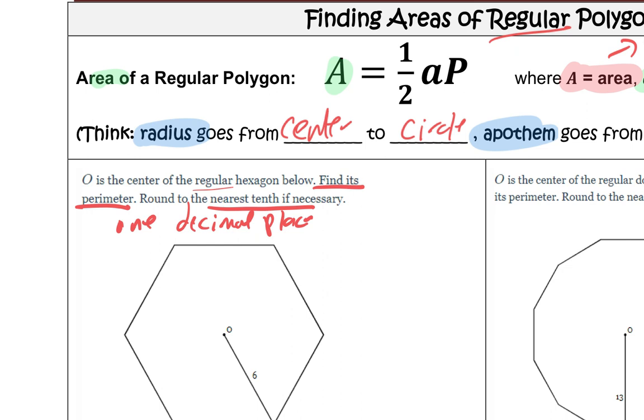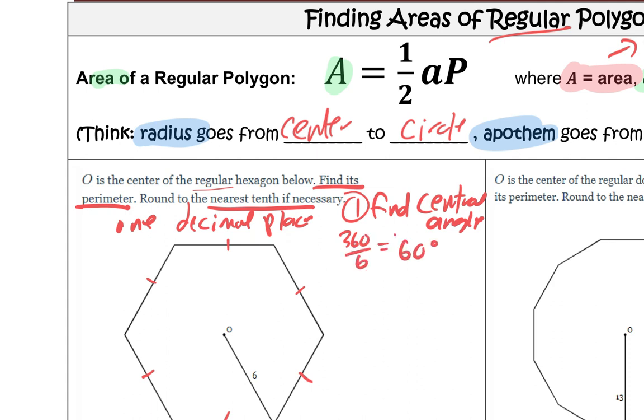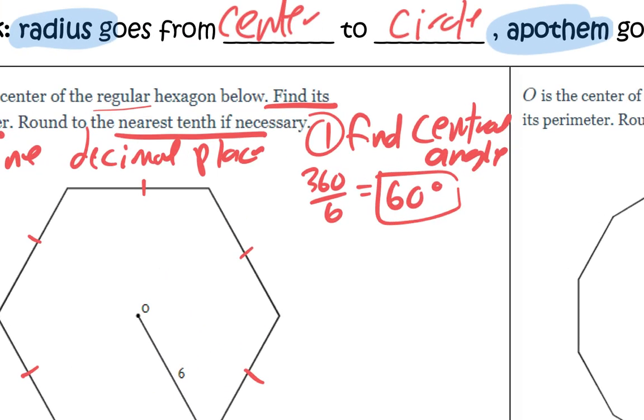The first step, I'm going to go through the procedures. The first step is we want to find the central angle. How many sides do we have? 1, 2, 3, 4, 5, 6 sides, right? So we're going to say 360 divided by 6 equals 60 degrees. That's our first step, to find the central angle. That's step number 1.